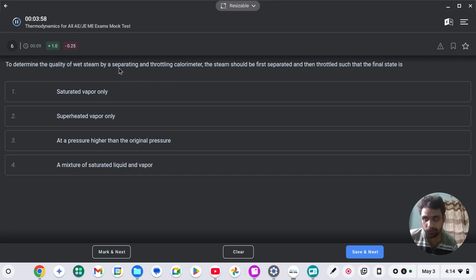Quality of a wet steam by separating and throttling calorimeter. The steam should be first separated and then throttled such that the final state is superheated vapor only, because we have already separated the water from the steam, so it should be superheated vapor.